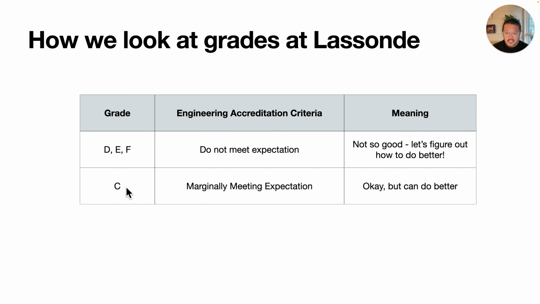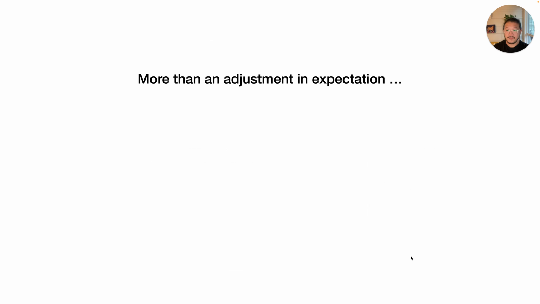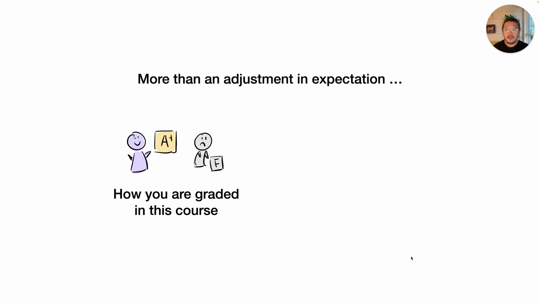Now, if you have a C, it's considered marginally meeting expectation. So it's okay, you can do better. If you have a B, that's considered meeting expectation. And this is good. So once again, B is a good grade at the university level. Then if you have an A, it's considered exceeding expectation. So really you have to go above and beyond what is taught in the class for you to receive an A. This is excellent.